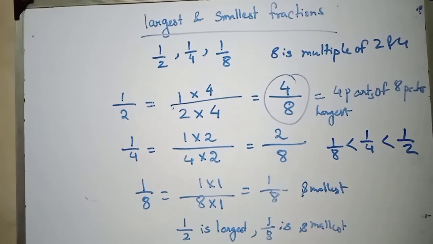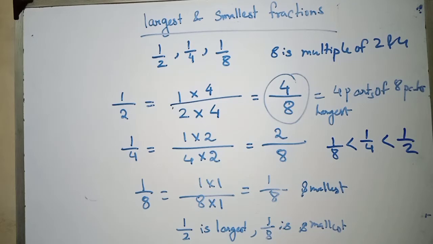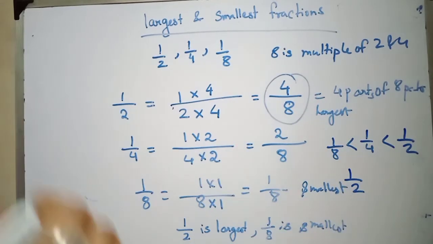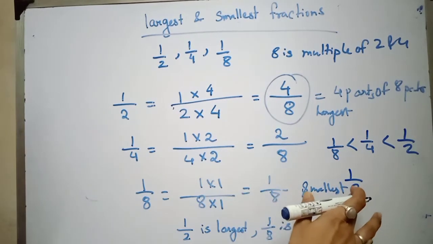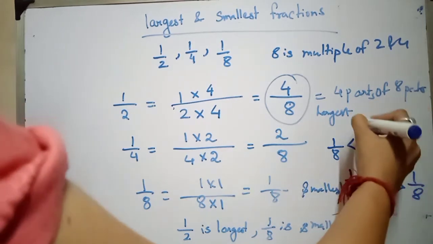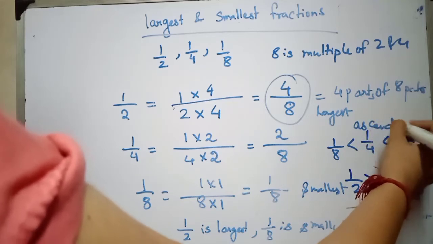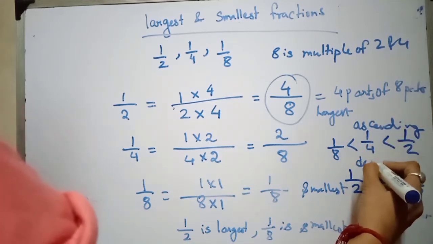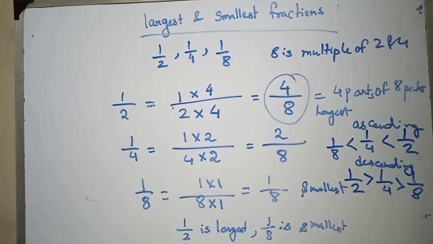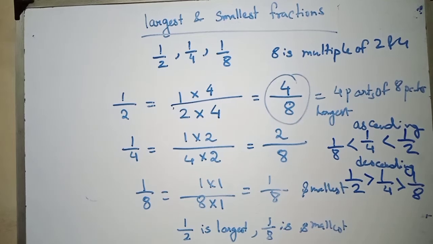So, when they ask you for descending order, descending order means big to small. So we will write the biggest number first. The biggest or largest number first, then 1/4, then 1/8. So this was the ascending order and this is the descending order. Descending means large to small and ascending means small to large.